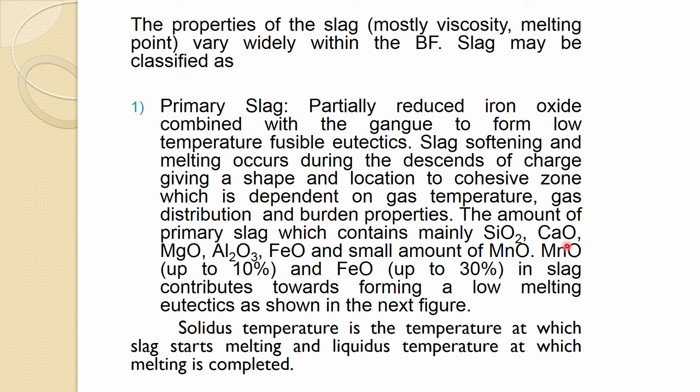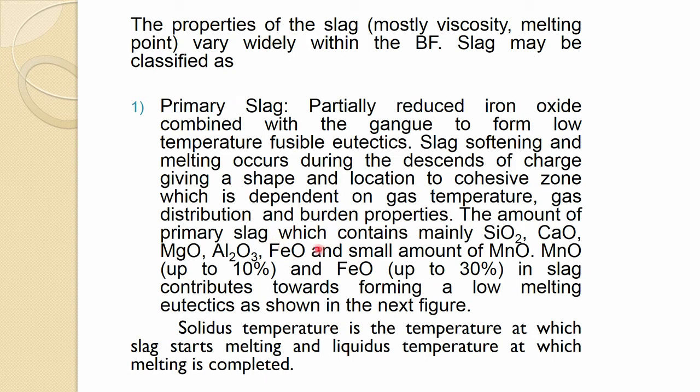Manganese oxide sometimes may go up to 10%, and of course, FeO up to 30%, as we had mentioned before in the reduction of hematite, how it progresses from Fe2O3 to Fe3O4 to FeO. For Fe2O3 it's almost 100% utilization, then 80%, and then quite low for FeO, 30%. So, quite a lot of wustite. FeO is also known as wustite.